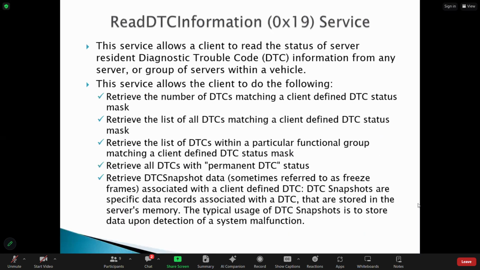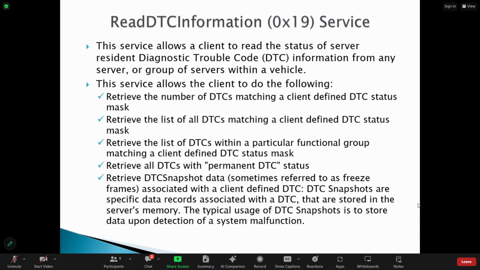Now, retrieve the list of DTCs with a particular functional group matching a client-defined DTC status mask. So we can retrieve the list of DTCs with a particular functional group, meaning related to sensors, related to angle, related to some hardware failure. So for a particular functional group, we can get the list of DTCs. Understood?